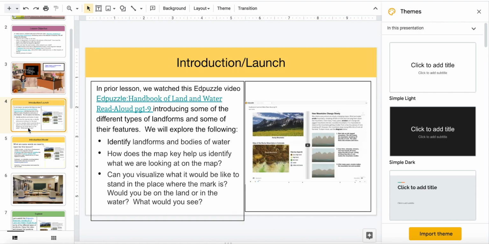In our last lesson, we watched a video on land and water and introduced some different types of landforms and their features. We identified landforms and the bodies of water. We learned how the map key helps us to identify what we're looking for on a map. And we learned how to visualize what it would be like to stand in the place where the mark was, and would we be on land or in water, and what will we see?